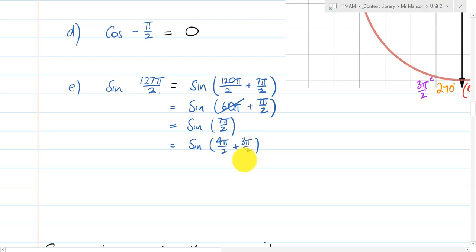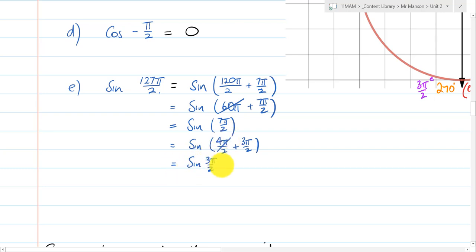I've just broken that 7 up again. This is just fraction work, like year 7, 8 fraction work, but I'm working in the opposite direction to what you've done in the past. So I've broken it up into 2 parts. All I'm doing is recognising that 2 pi is the same as 4 pi over 2 and taking that out. So I can get rid of that, and I'm just left with sine of 3 pi over 2.